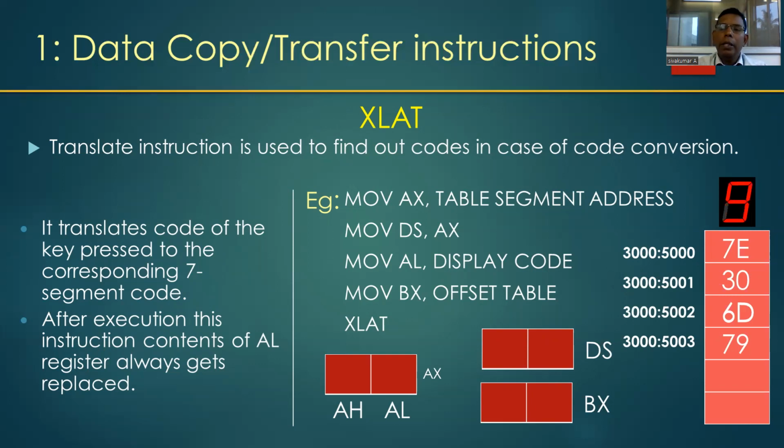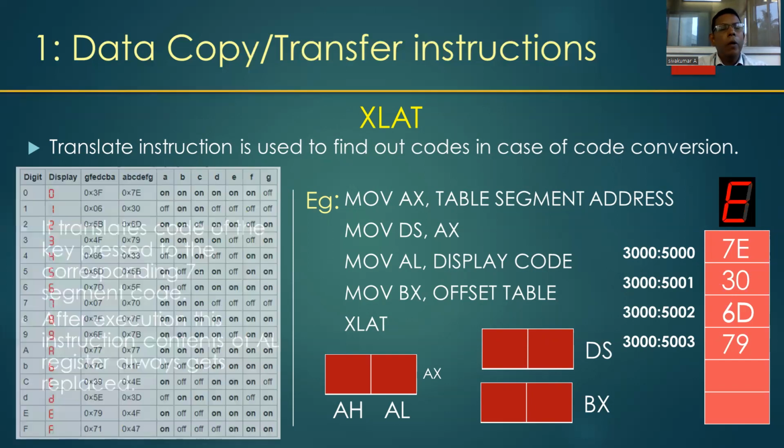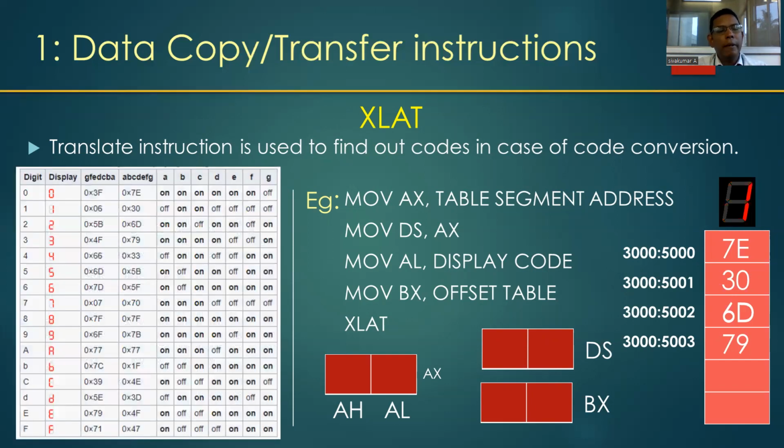So this is a 7-segment display. The 7-segment display has one unique code for each digit. 0 is 7E, 1 is 30, 2 is 6D, 3 is 79, 4 is 33, 5 is 5B, 6 is 5F, 7 is 70, 8 is 7F, 9 is 7B, A is 77, B is 1F, C is 4E, D is 3D, E is 4F, F is 47. Here the codes with H indicate hexadecimal numbers.